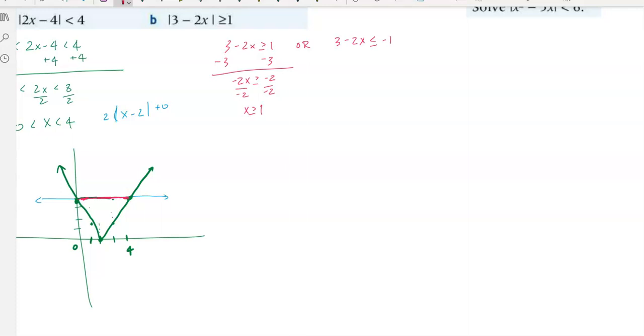Wait a second. Oh, goodness. I forgot to flip the inequality sign. Dividing by a negative says U-turn. Okay. And then we have minus 3, and negative 2x, negative 4, divided by negative 2, x greater than or equal to 2. A U-turn. Okay. So we have, once again, two equations over here.